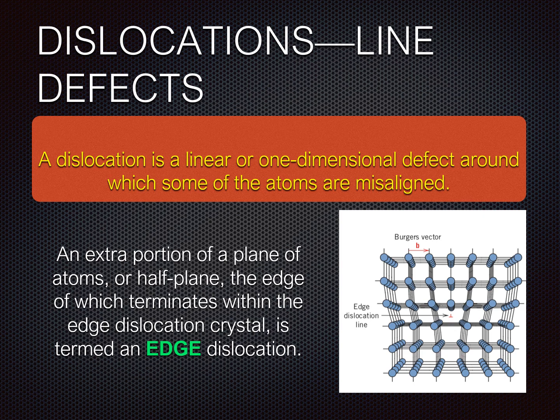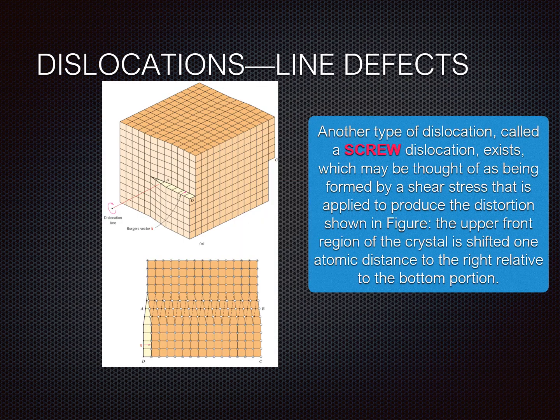Here we can see the extra half plane of atoms. Here it is, in the upper half of the crystal. There is a plane of three atoms, whereas in the lower region, there is no corresponding plane of atoms in the crystal here. So, this type of defect is called the edge dislocation.